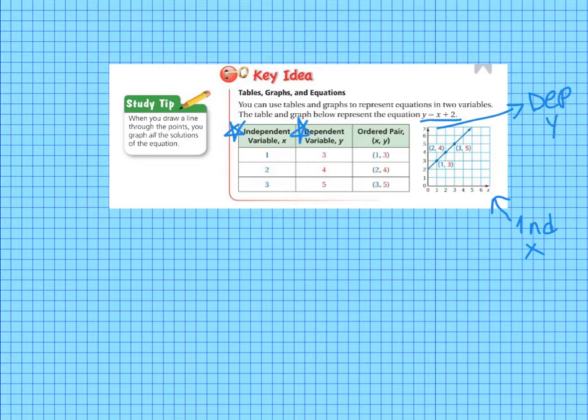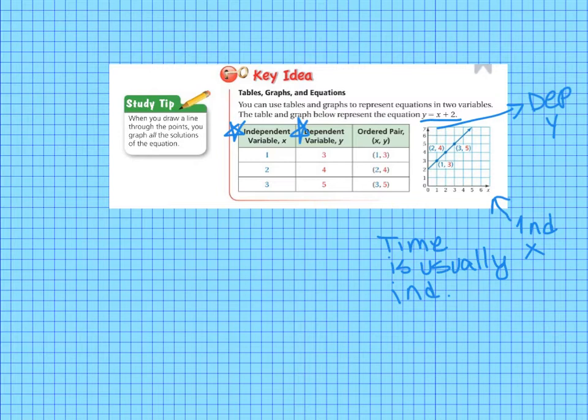You also need to remember that if you have time in a problem, it is almost always on the x-axis. It is almost always independent because time moves on no matter what we do. So it is usually independent. You might want to write these notes in the speaker notes in your notebook.